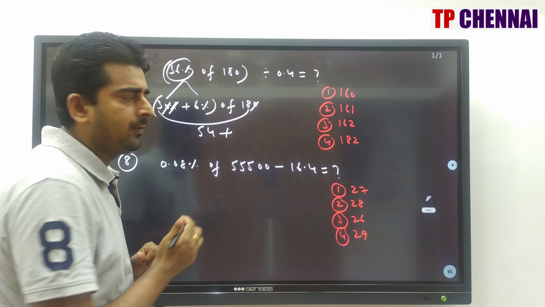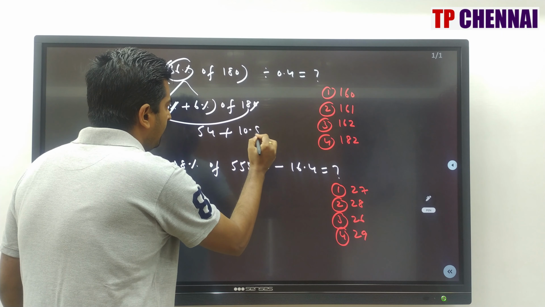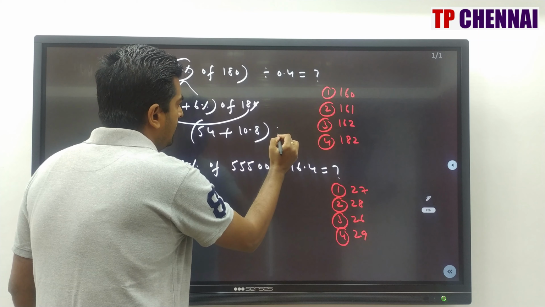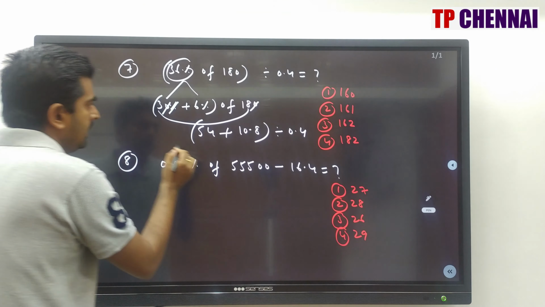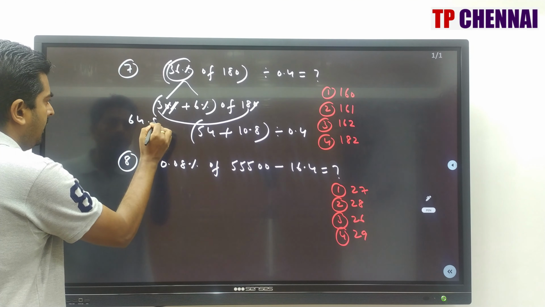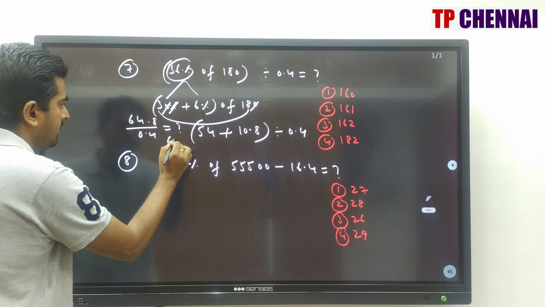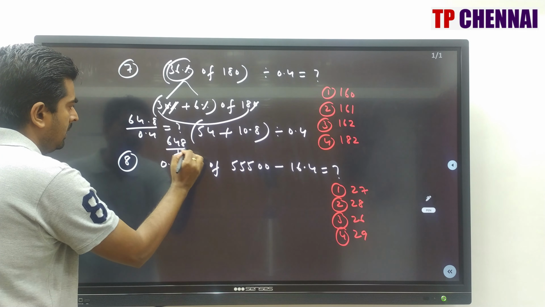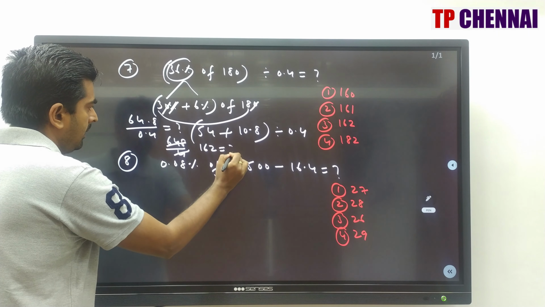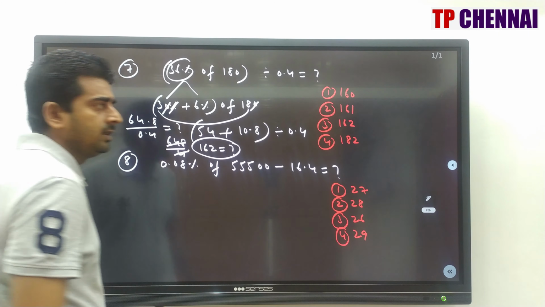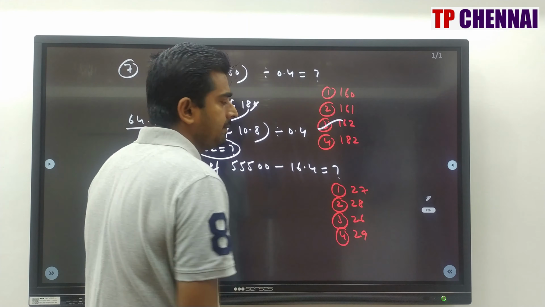What is 54 by 5? 10.8 whole divided by 0.4. This is 64.8 divided by 0.4 is equal to question mark. That means 648 divided by 4. 4 16s are 64, 4 2s are 8. So my answer is nothing but 162, which is third option.